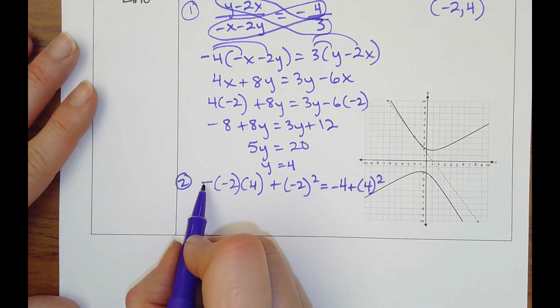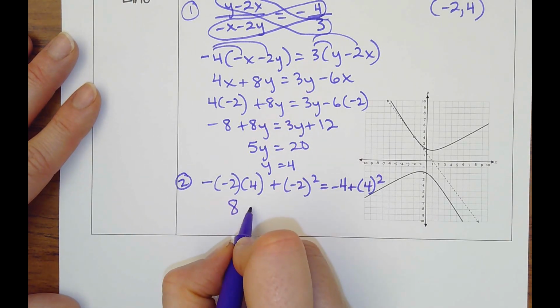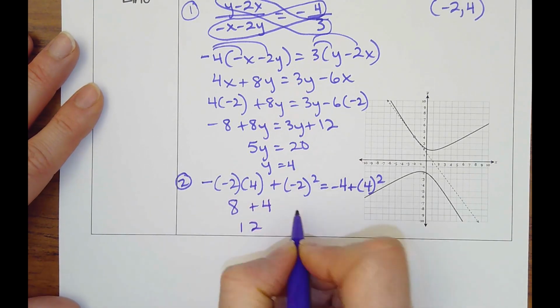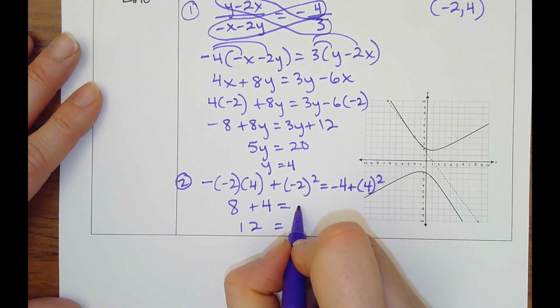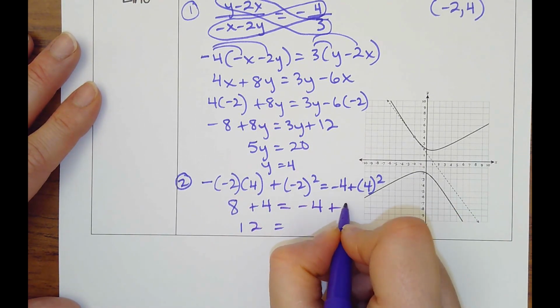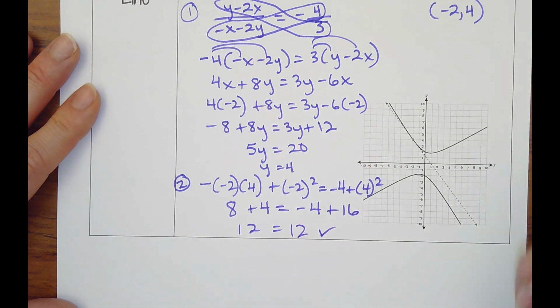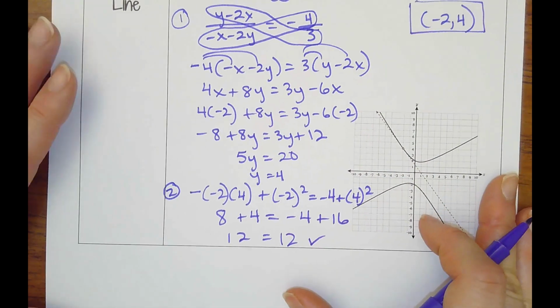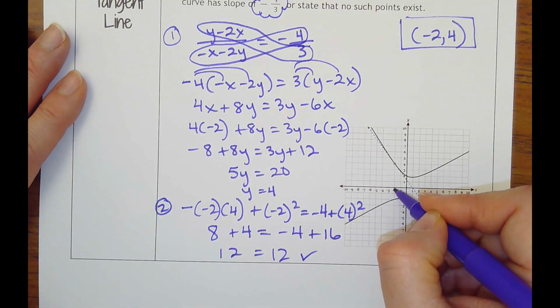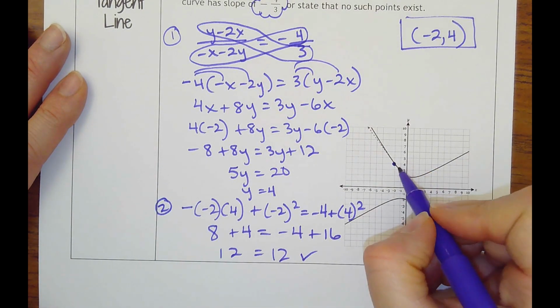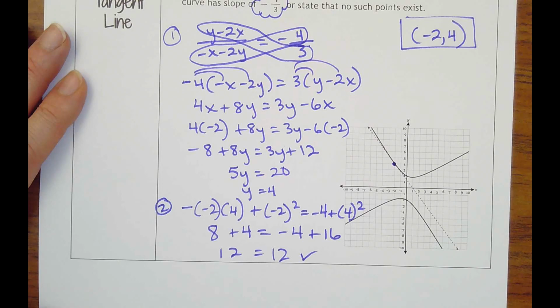So that would be +8 plus 4, so that side gets 12. That would be -4 plus 4 squared is 16. Minus 4 is 12. Checks out. So yes, this point would be my answer. And you can see right here at -2, 4, there's the point, and it must have a slope of down 4, right 3 for the tangent line.